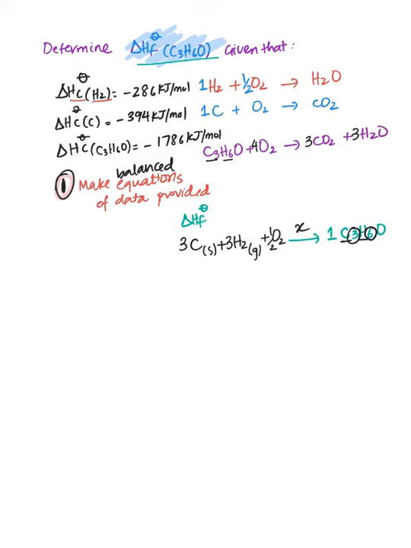The combustion for hydrogen provided here is minus 286. The combustion of carbon provided is minus 394, and combustion of propanone provided is minus 1786. So this is what we do. This is our first step. Then our second step is to make 3 boxes. This is box number 1.